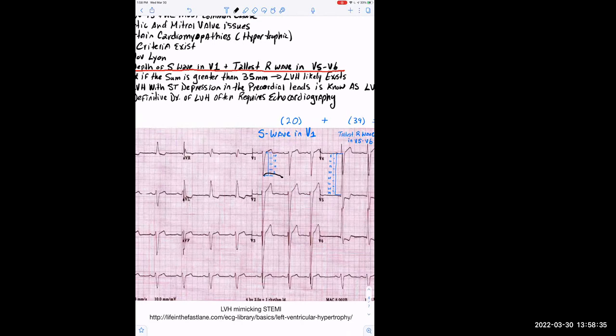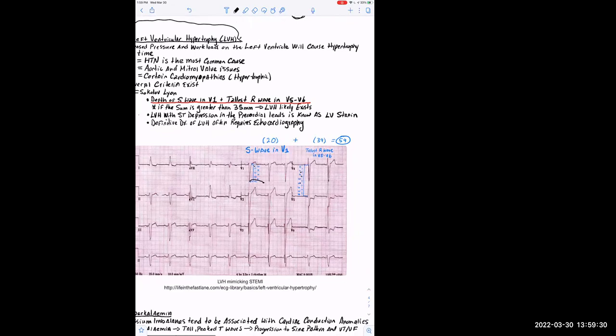Okay. All right. So again, with that criteria, you're going to count the number of boxes. It can be V1 or V2. You're going to count the number of boxes in your QRS amplitude. You'll find the one with the highest number of boxes. We'll do V1 here just because this is an example that Chris has given. And you count up those boxes. And then you look for the tallest R wave, or the highest amplitude R wave, in V5 or V6. Chris actually has used V4 here, so we'll go with that. And you'll count up your boxes. And if those number of boxes exceeds 35, then your patient meets what's called voltage criteria for left ventricular hypertrophy.